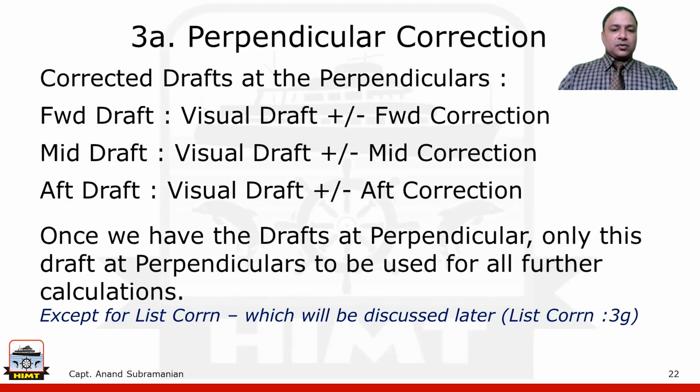And please remember, once we have the drafts at the perpendiculars, we always stick to these drafts for all our further calculations and references. But there is always an exception, as always. When we come to the list correction towards the end, we will be using the visual draft marks again. That is the only time we use the visual draft marks after finding out the perpendicular drafts. Otherwise, for all our normal calculations, we'll be using the drafts at the perpendiculars only.